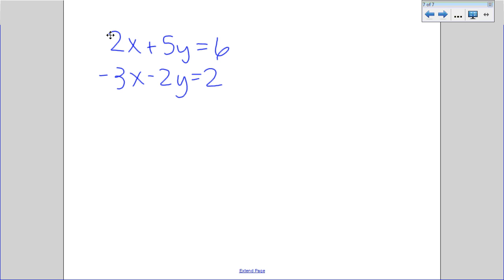So do I want to make my x's match, or do I want to make my y's match? There's no right or wrong answer. But which one of these are smaller, x's or y's? X's. So I'm going to make my x's match. What number do both 2 and 3 divide into? 6. So I am going to create a positive 6x, and I'm going to create a negative 6x.